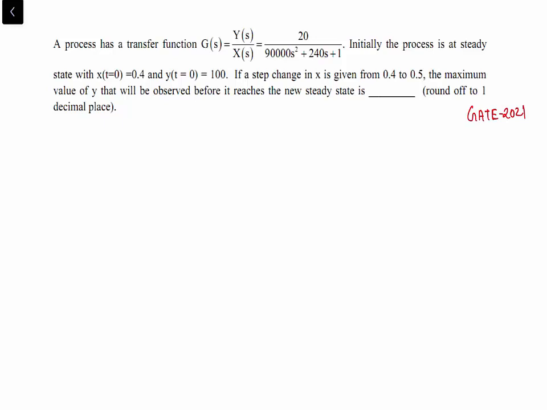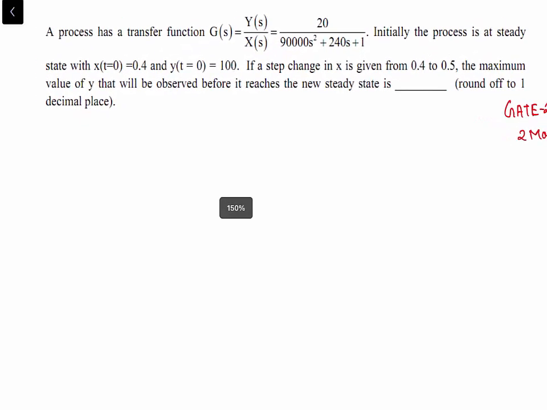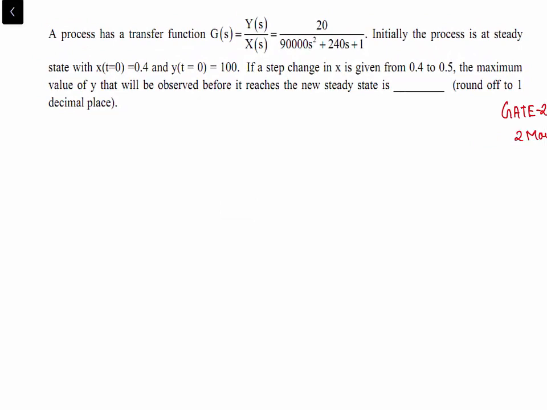2021 chemical engineering, from the subject process dynamics and control, for 2 marks. Okay, so if you see this question, transfer function given है, ठीक है, दैट इज 20 upon 90,000 s square plus 240 s plus 1. Initially the process is at steady state, values are given. Okay, at time t equals to 0, x is 0.4 and y is 100. Step change, okay, step change is provided from 0.4 to 0.5. You have to calculate the maximum value of y that will be observed before it reaches the new steady state.